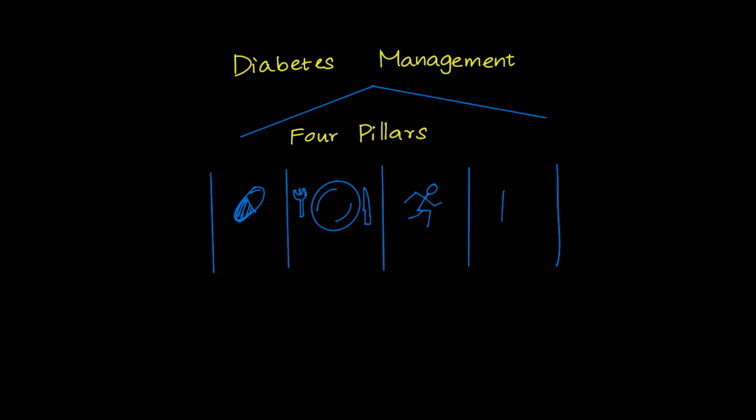Physical activity improves insulin sensitivity so muscle cells pull glucose from the blood more efficiently. Monitoring gives the client and the care team data to adjust the plan. Drop any one pillar and control slips.